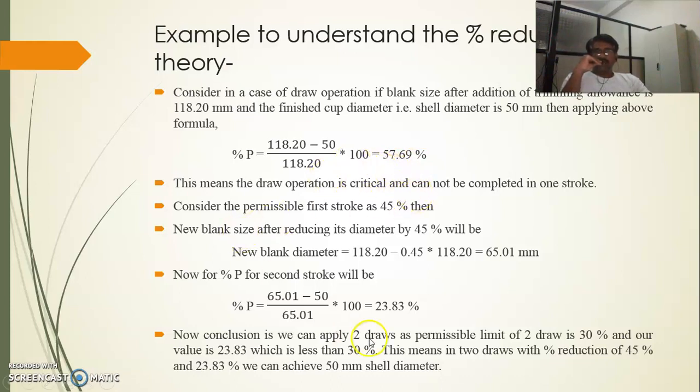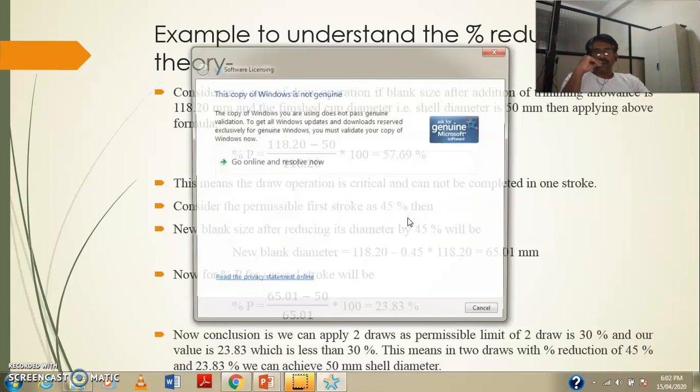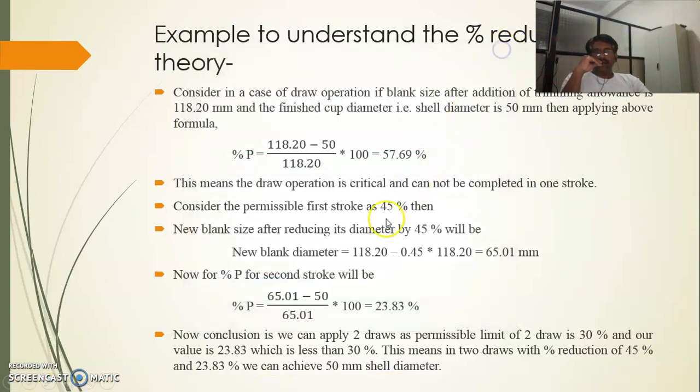So for the first step you have to consider 45%. If we consider 45% for the permissible limit, the first draw should be by 45%, and in that case the new diameter we achieve is 118.20, that is the initial blank diameter, minus 45% reduction, and the new diameter becomes 65.01 mm.